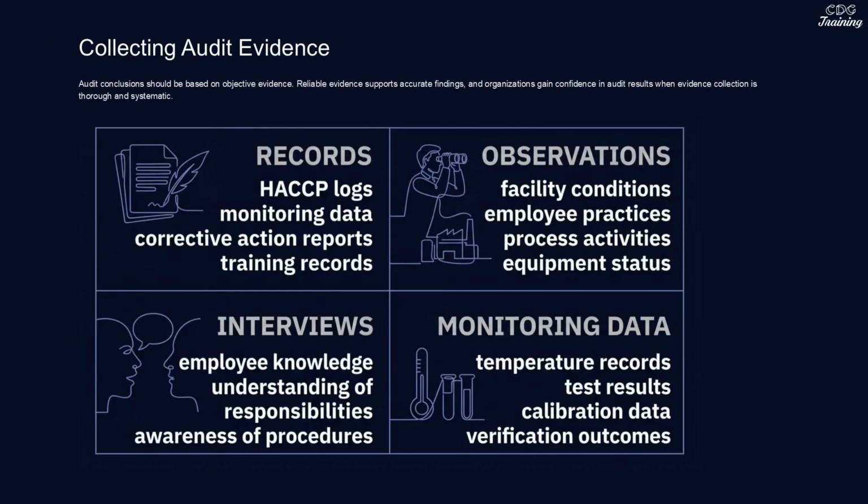Accurate and reliable evidence supports accurate findings, and organizations gain confidence in audit results when evidence is robust and comprehensive. Types of evidence include records, observations, interviews, and monitoring data.